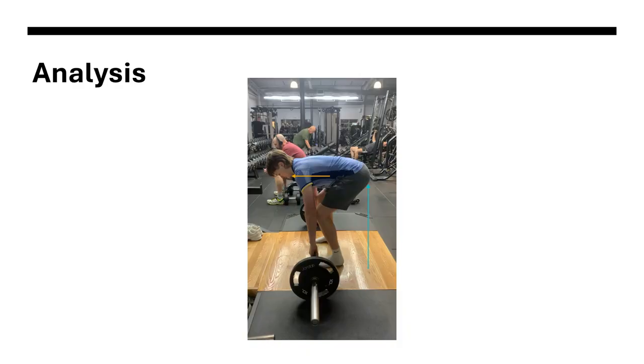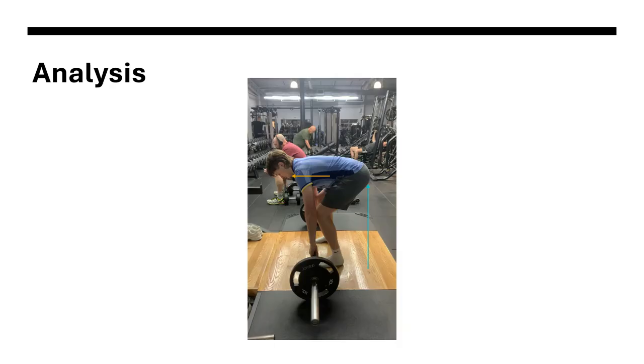With the annotations added, we can see technical inconsistencies more clearly. The hips rise slightly earlier than the torso, and the shoulders drift forward relative to the bar. The bar path moves away from the midfoot, which reduces efficiency. Again, this isn't because George lacks capacity, it's because he lacks the skill to maintain tension and coordinate the lift from the floor.